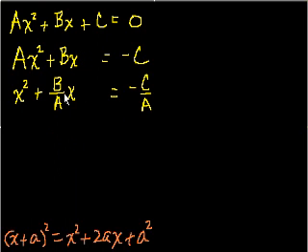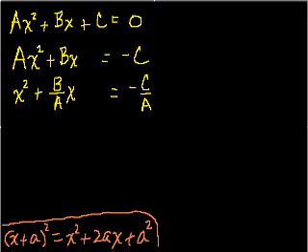And if you watched the completing the square video, this should be hopefully intuitive for you. What you do is you say, well, this b over a corresponds to the 2a term. So a is going to be half of this coefficient. That would be the a. And then what I need to add is a squared. So I need to take half of this and then square it, and then add it to both sides.